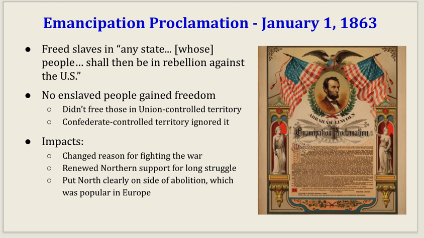Obviously, the people in the Confederate-controlled territory are going to ignore it. They're like, that's a lovely proclamation, President Lincoln, but you're not our president. Our president is Jefferson Davis, the president of the Confederate States of America, so we don't really care about your proclamation. So why would Lincoln make this Emancipation Proclamation if no slaves were actually going to be freed?